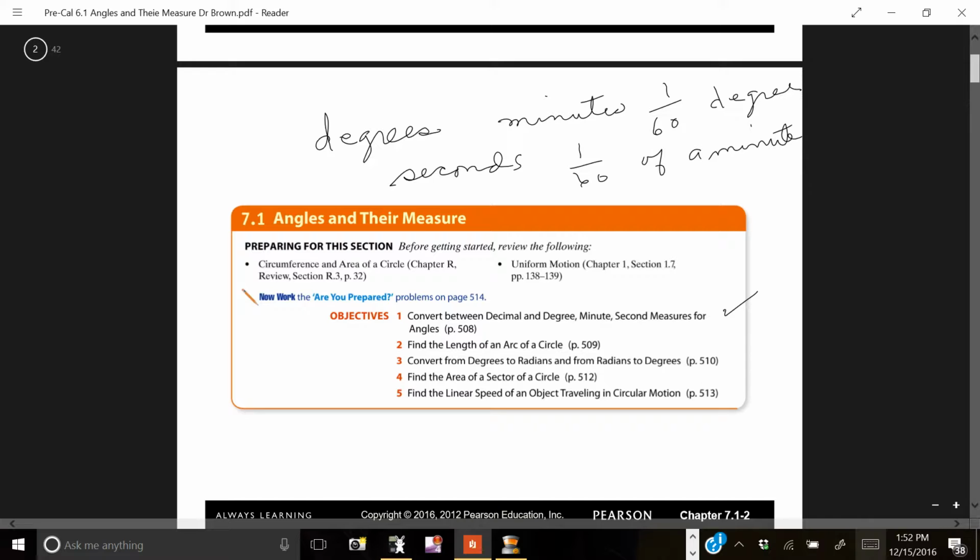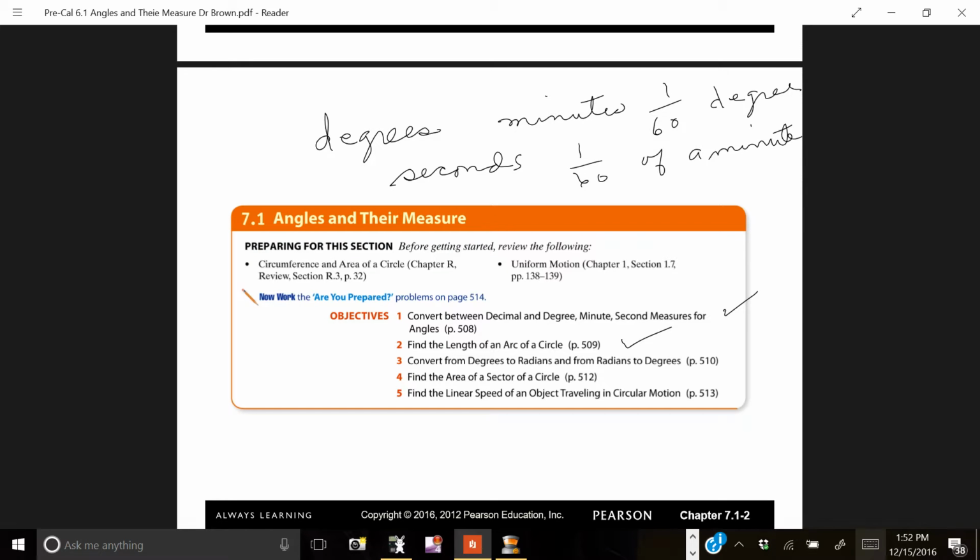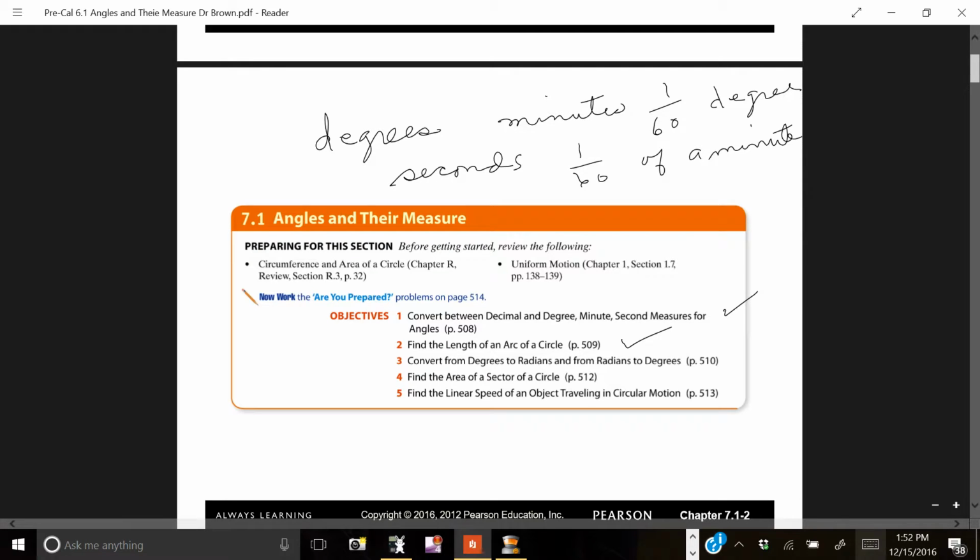We're also going to look at finding the length of the arc of a circle. And then we're going to talk about a new measure of angle, and that would be looking at angles measured in radians. And we're going to look at how to convert from degrees to radians and from radians to degrees. Then we're going to look at how to calculate the area of a sector of a circle, and then look at the linear speed of an object traveling in a circular motion.